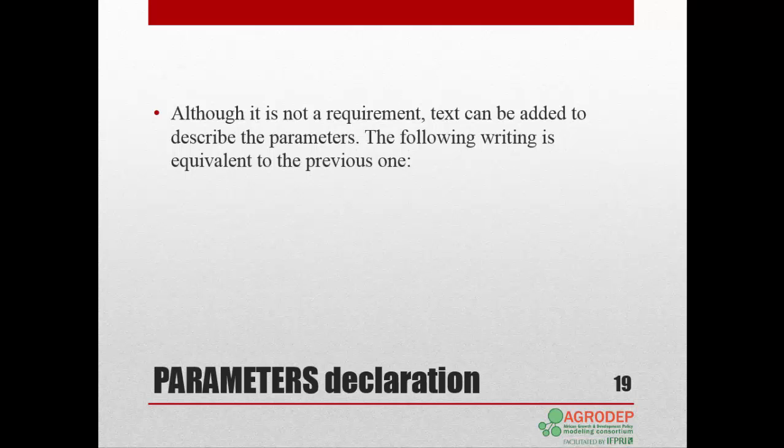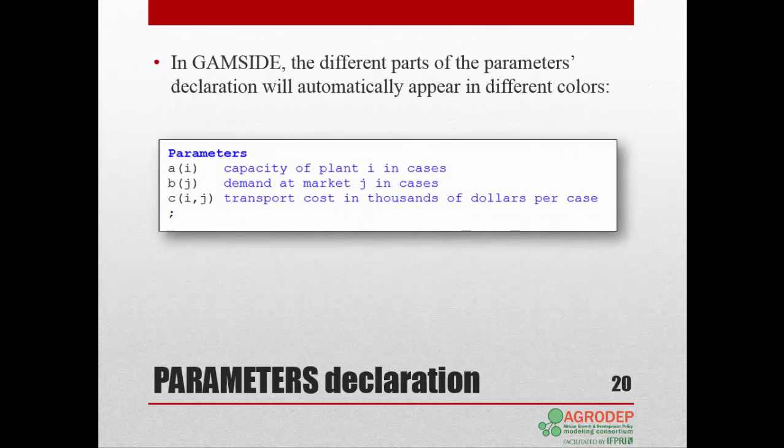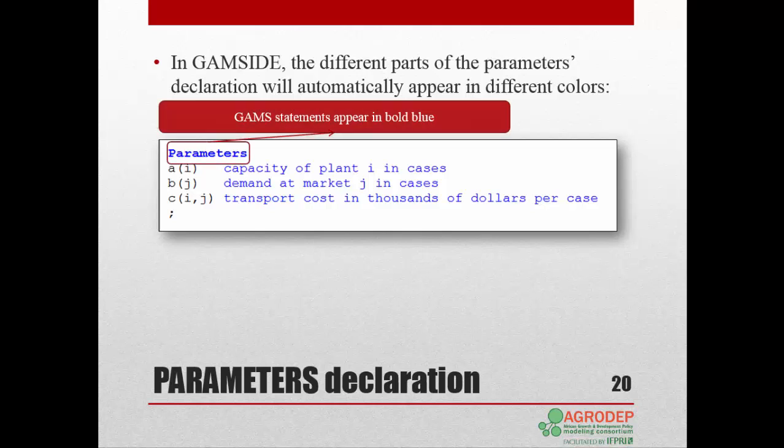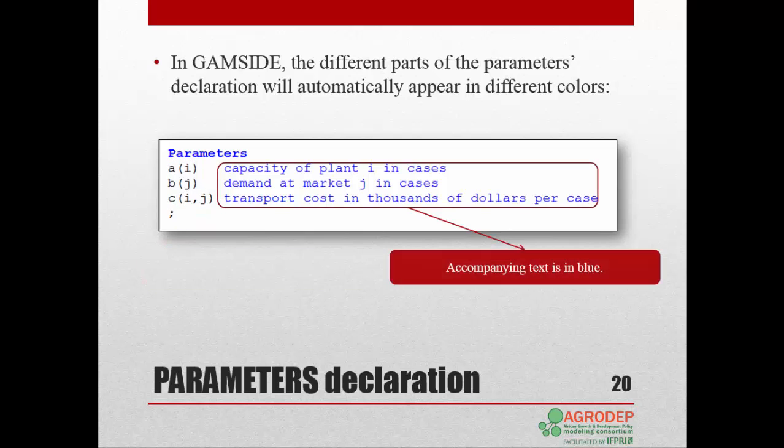Although it is not a requirement, text can be added to describe the parameters. The following writing is equivalent to the previous one. In our example, we added text to the various parameters and listed the parameters using an end of line. Similarly to the sets declaration, in GAMS IDE, the different parts of the parameter definition will automatically appear in different colors. The keyword parameters appears in bold blue. The names of the parameters appear in black. The explanatory text for the parameters appears in blue.